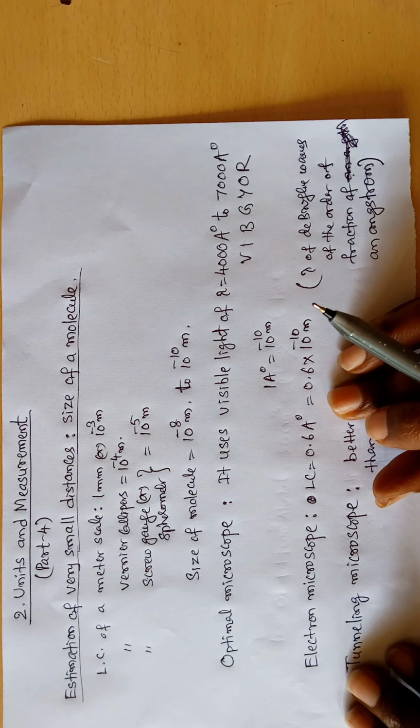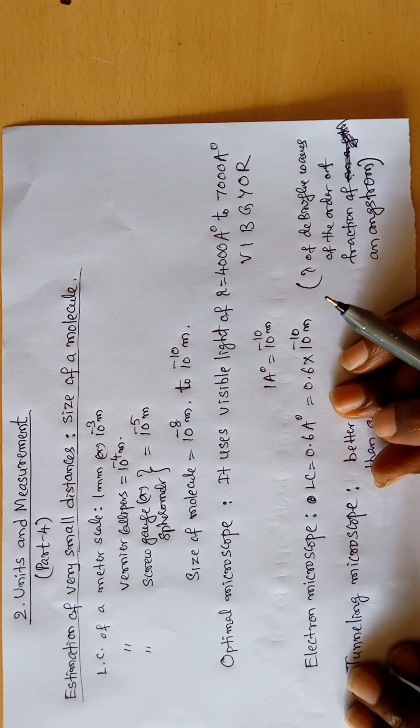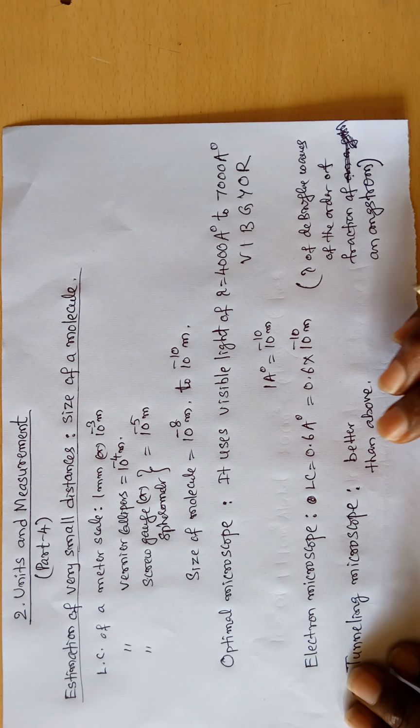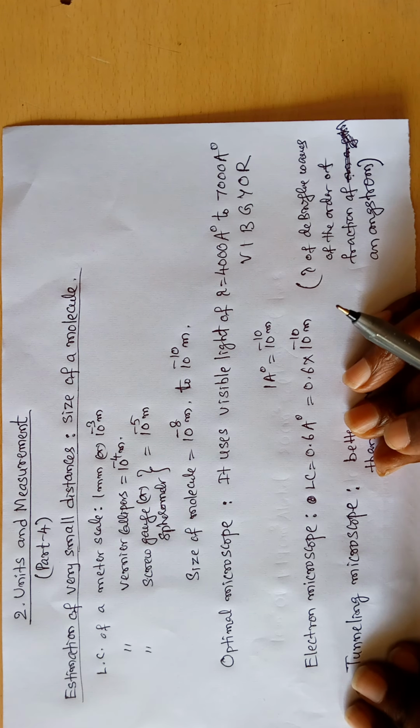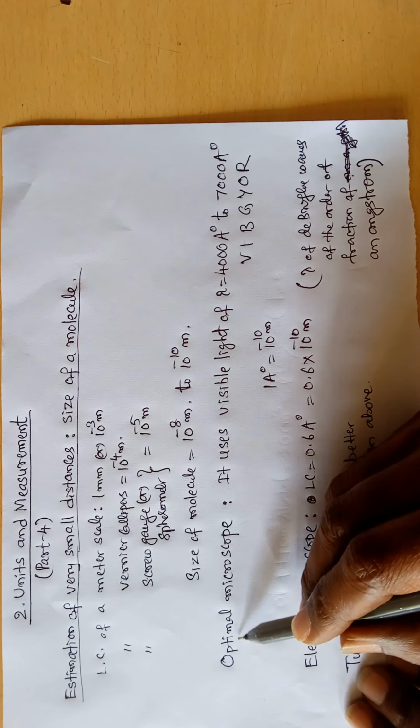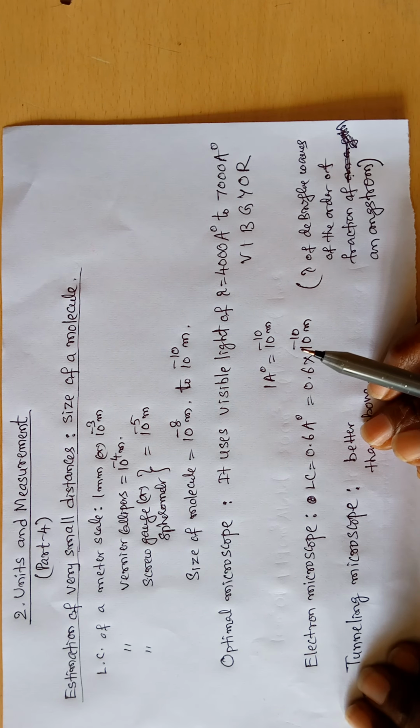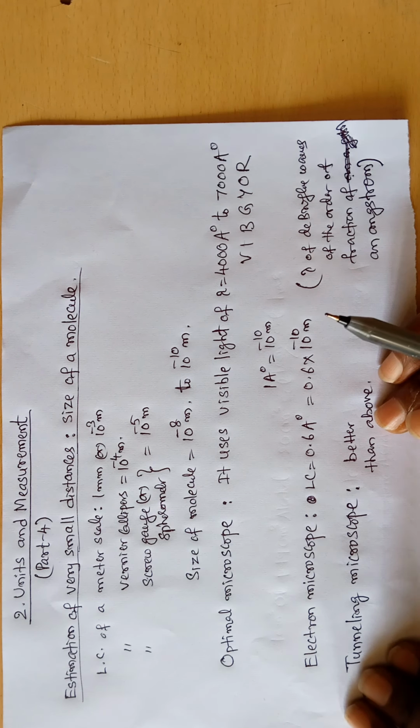You may say a microscope is invented, and you can see bacteria, virus, and blood cells under a microscope, and that microscope works under visible light. So it is called an optical microscope. A microscope which makes use of visible light is called an optical microscope.